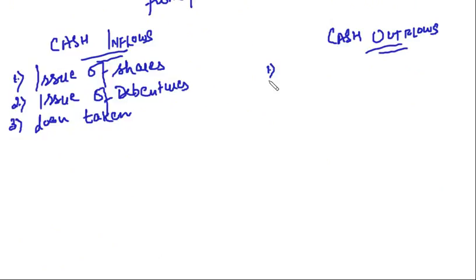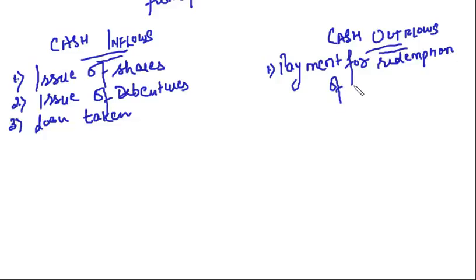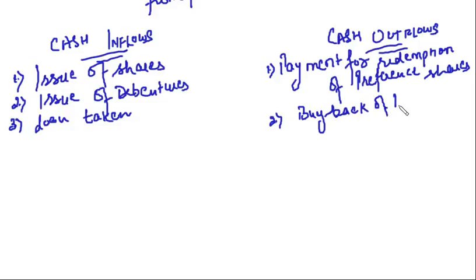Clear? So I can say payment for redemption of, see, redemption is for preference shares, right? And the second term we use is buyback of equity shares.